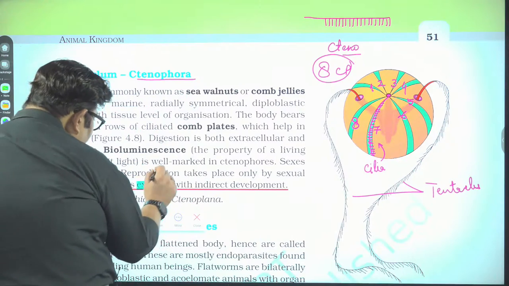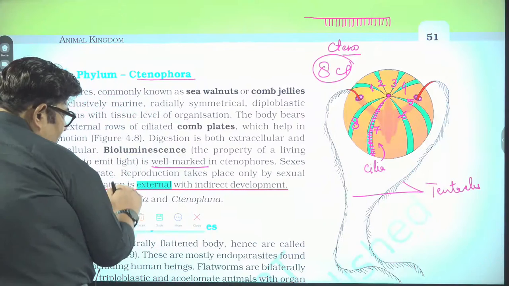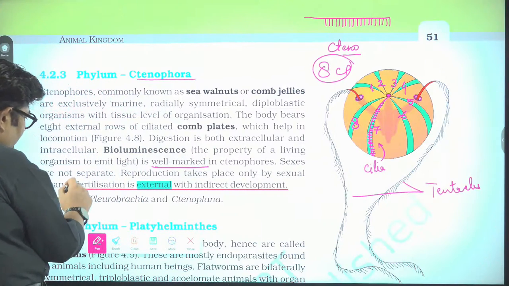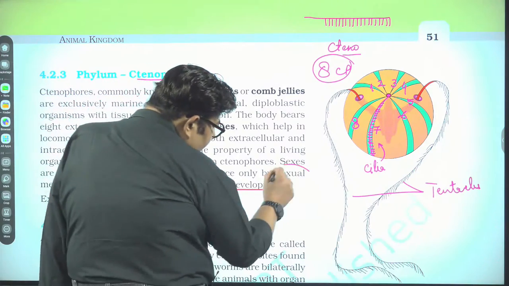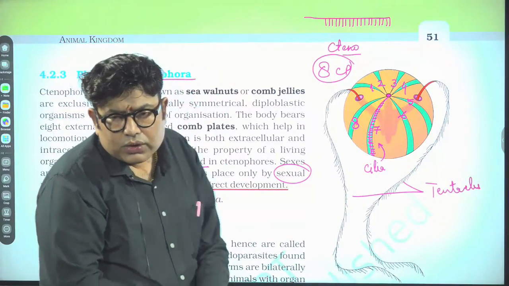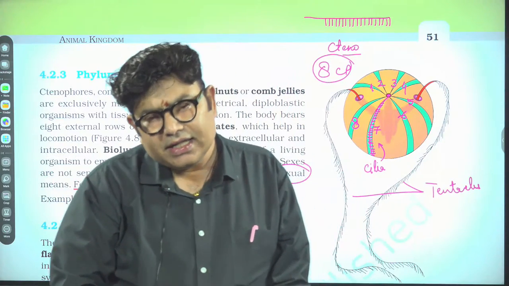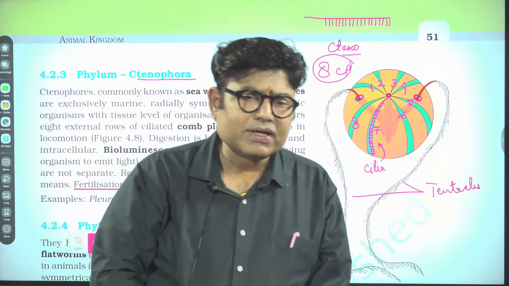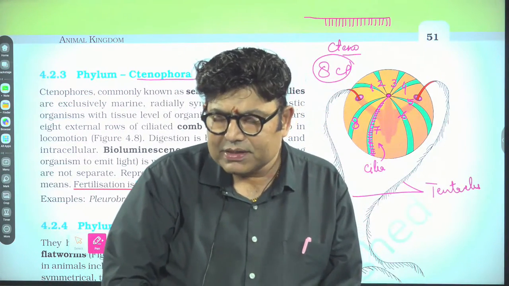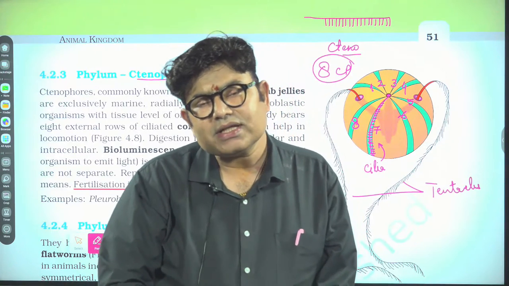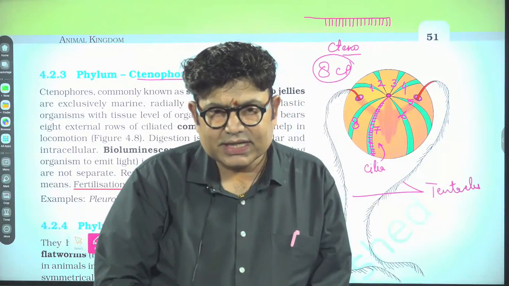Bioluminescence is well marked in Ctenophores. Sexes are not separate. In Ctenophora there is only the sexual mode of reproduction, whereas in Cnidaria there are both sexual as well as asexual modes. You know that the polyp is always asexual and the medusa is sexual. But in Ctenophora, reproduction is exclusively sexual.